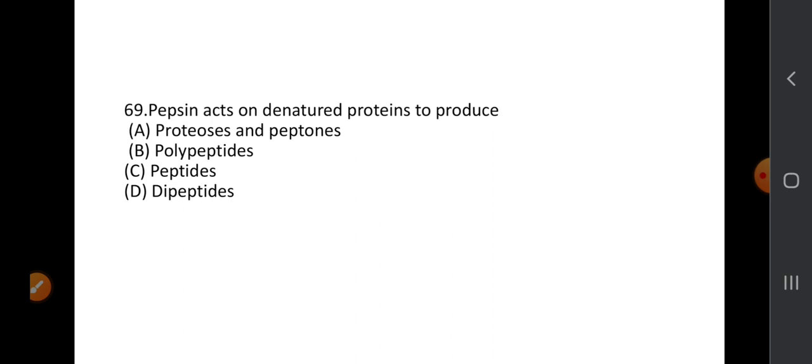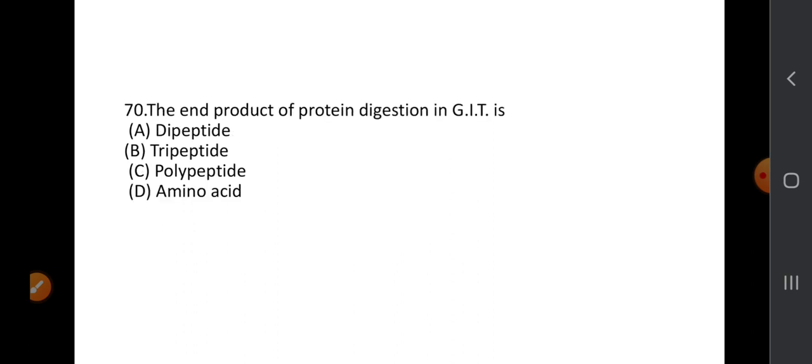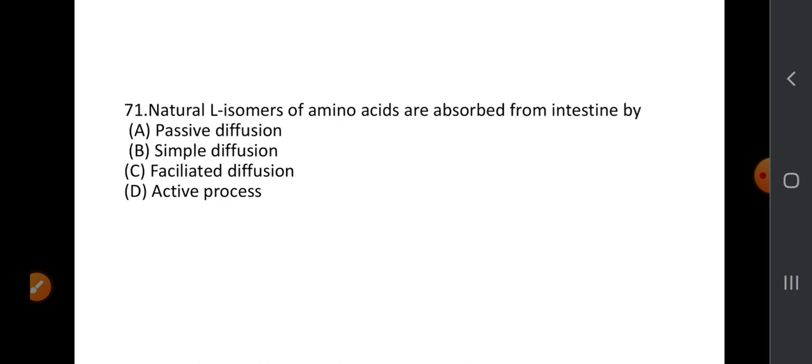Pepsin acts on denatured proteins to produce. Out of these options, you can find the answer which you think is most suitable. The 70th question says the end product of protein digestion in the gastrointestinal tract is. Out of 4 options, write whatever is suitable for yourself. 71. Natural isomers of amino acids are absorbed from the intestine by. Out of these 4 options, you can choose the right one.